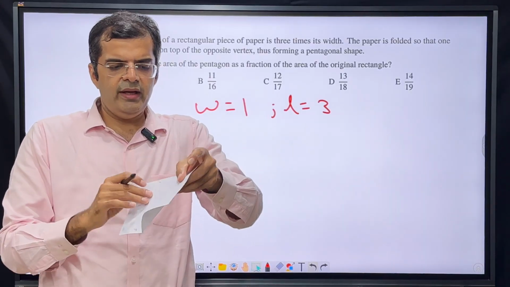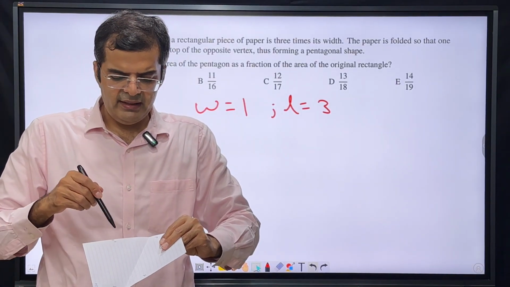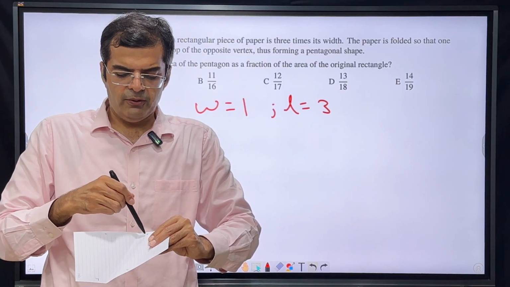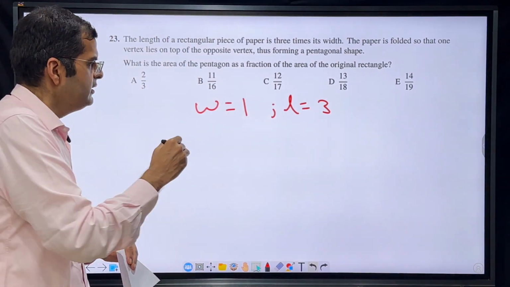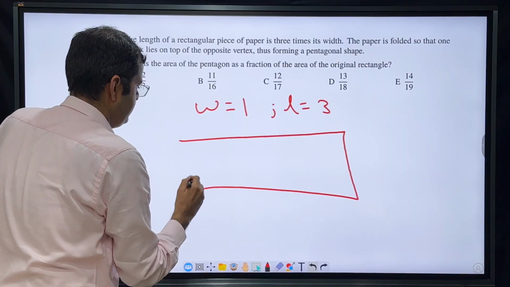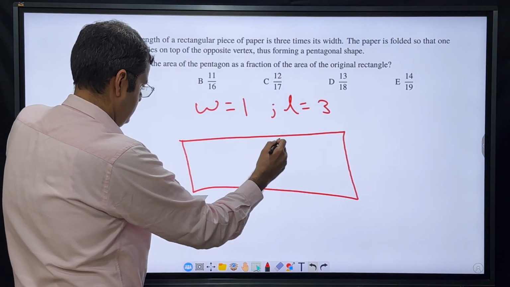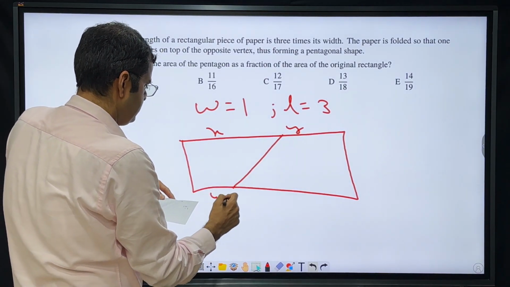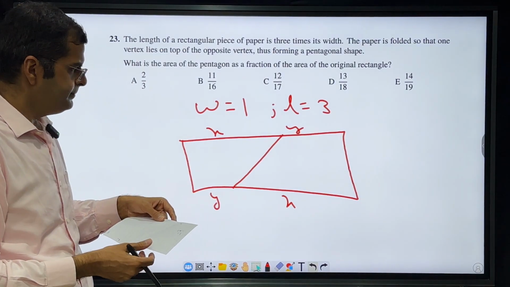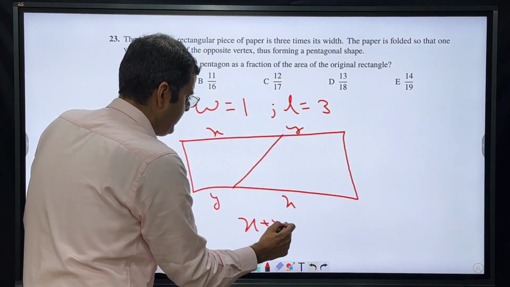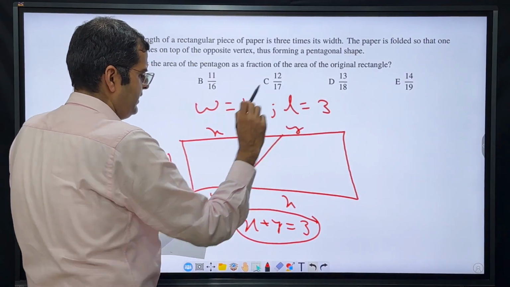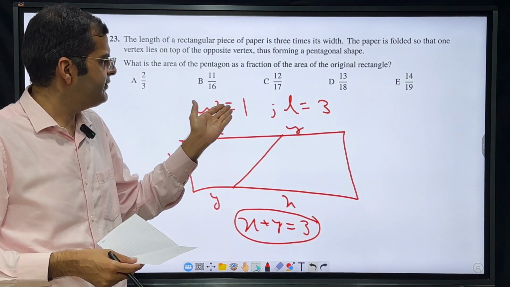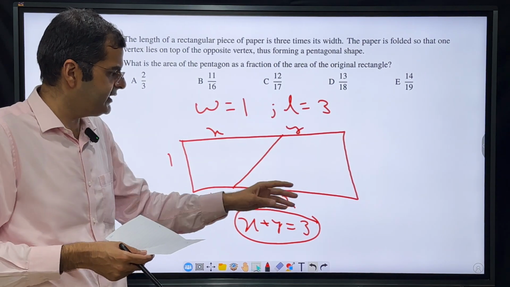Now here I have marked this part as x, this part as y. By symmetry, the opposite part over here should be y and here it should be x. So the diagram now becomes like this. This part is x, this part is y, this part is y, and this part is x. This is 1 unit and x plus y is equal to 3, because that is the length. I could have chosen just w and 3w, but for convenience I have taken one side as 1, the other side will be 3, which is x plus y.